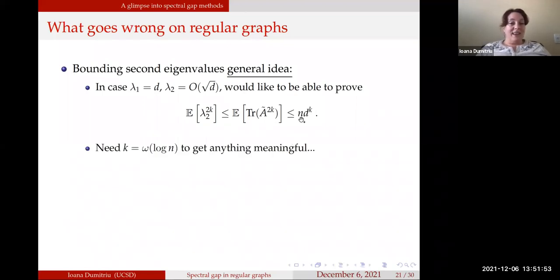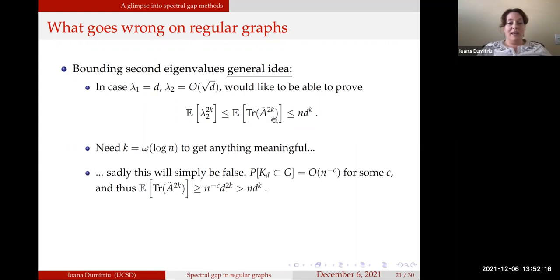Now, to absorb this n into the d to the k, because remember, we want to take a 1 over 2k power here to get eventually root d, we need to absorb that n into it. So we need k to be very large. Or sorry, not very large, but we need it to grow at least like log n to get something meaningful. The problem is that this inequality as such, for k being that large, will be false. And the reason for that is that the probability of the d-regular graph becoming disconnected is large enough.